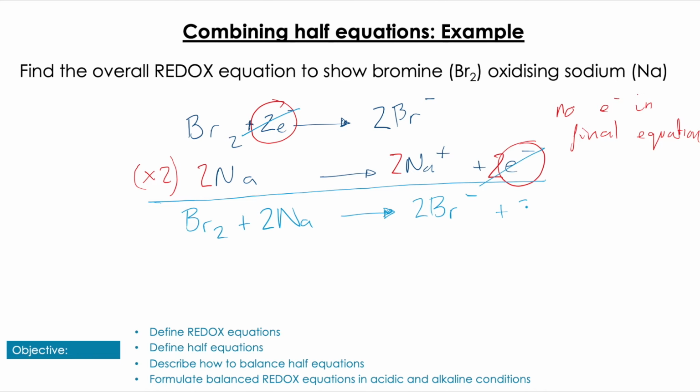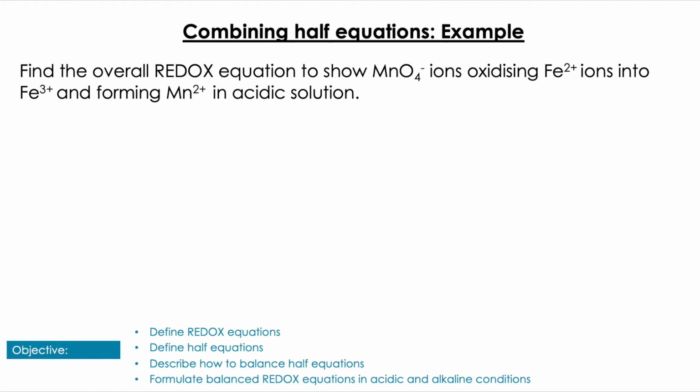And then we take the things on the right and we add them together. And again, the electrons are on both sides, so they cancel out. And that gives us our final overall redox reaction. So let's have a look.